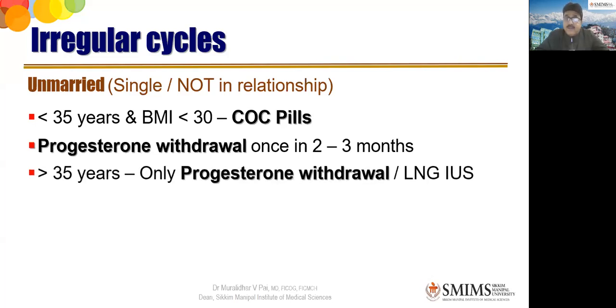If they are more than 35 years, there is no doubt in my mind that COC pills are better avoided. Of course, when I talk about COC pills in another lecture, I may say up to 40 years you can sometimes give. Some textbooks and articles say that, but I would not venture to give it after 35 years. Better for them would be progesterone withdrawal once in 2 to 3 months, or better still, if you are worried about conceiving, if you say I don't know when I'm going to ovulate, I already have 2 children and I want contraception, then the best is the LNG IUS. That will push them into total amenorrhea, and that's better. So this is the simple way to manage irregular cycles.